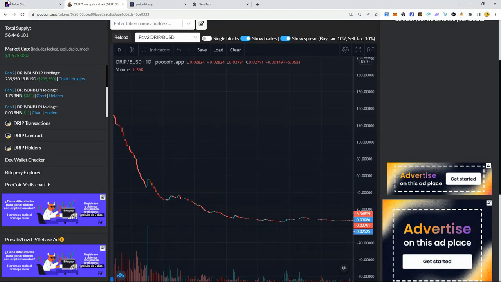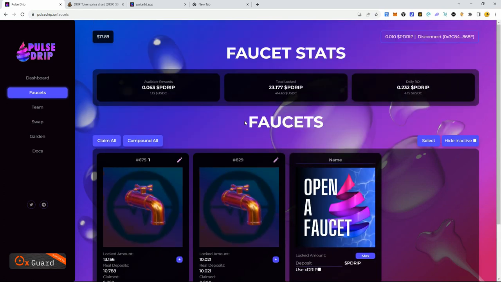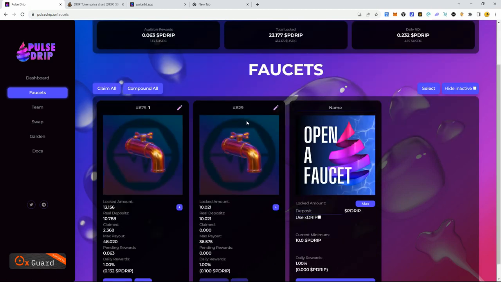And with PulseDrip, I do think there's still not that many people in here. Not that many people know about this because, number one, not that many people are on Pulsechain yet. So I do think Pulsechain is going to explode in 2024. It's going to be the year of Pulsechain. And all these Pulsechain projects are going to blow up even more than they are now. And especially PulseDrip, it's going to be one of the most popular ones.